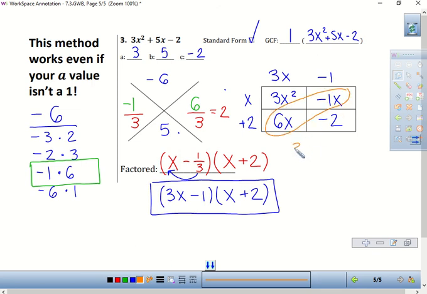So these two are what? Right. Like terms. So we're going to write it in standard form. So we always write the 3x squared first, or the x squared term first. What's 6x minus 1x? 5. 5x minus 2. Do we end up with what we started with? Yes, so we know that this is the proper factored form.